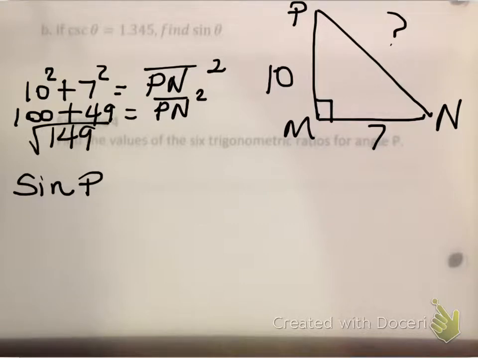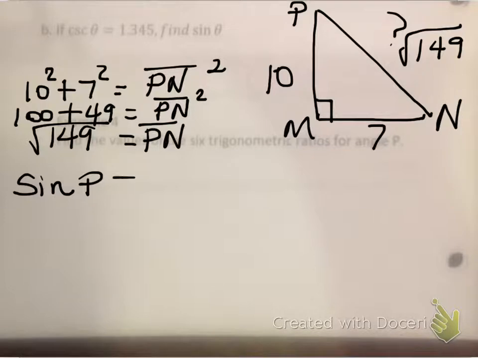Take the square root of that. If you notice, that's not a perfect square, so we're going to have to do the factor tree. And if you do the factor tree, you're going to find that it doesn't factor down anymore. So that's the best we can do with that one, is just leave it as rad 149.